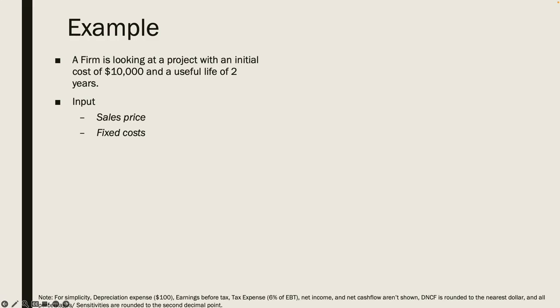So let's look at an example. Say a firm is looking at a project with an initial cost of $10,000 and a useful life of 2 years. They decided to have the sales price and fixed cost be the input, or the drivers, and the net present value be the output.